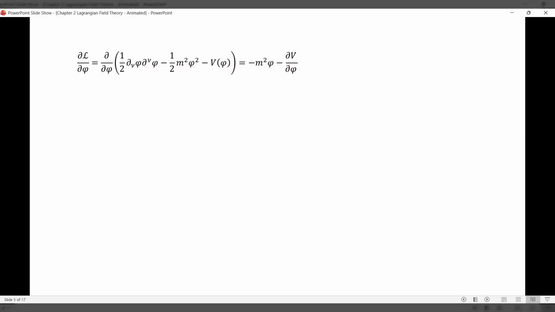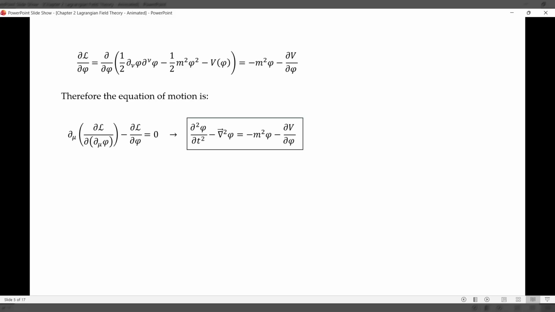Now we take the derivative of the Lagrangian with respect to the field phi. The kinetic term doesn't depend directly on phi, so only the mass and potential terms contribute. That gives this: minus m squared phi minus the partial of the potential with respect to the field. This represents how the field interacts with its own mass and with the potential.